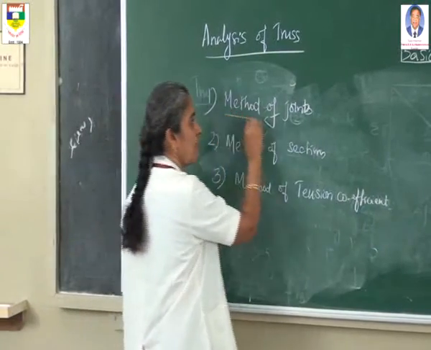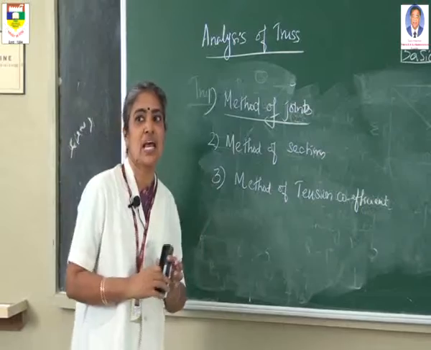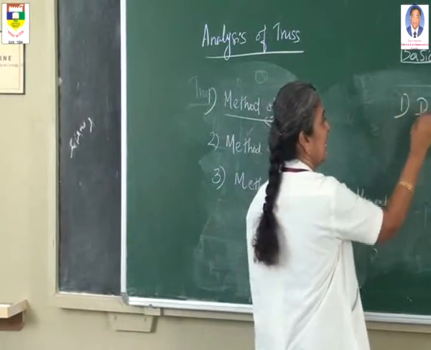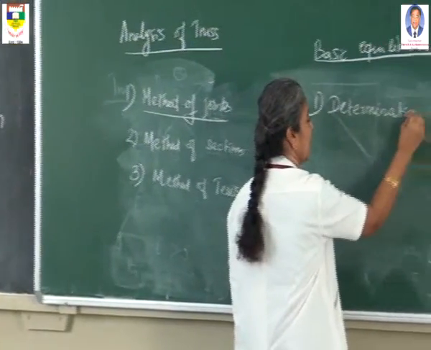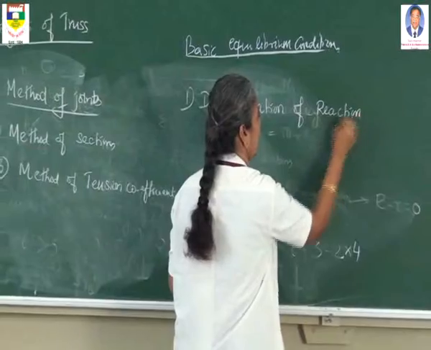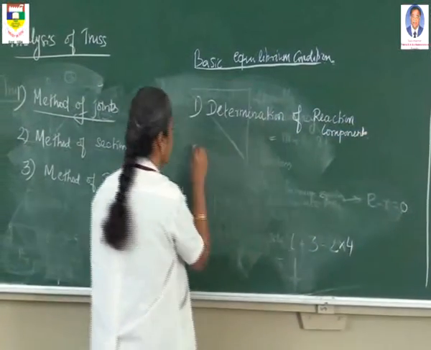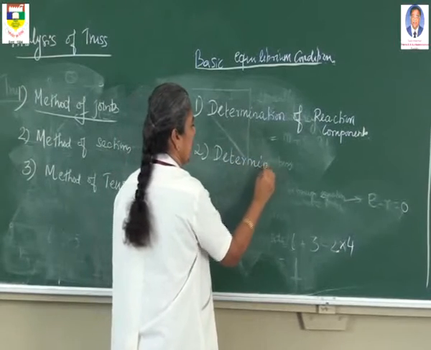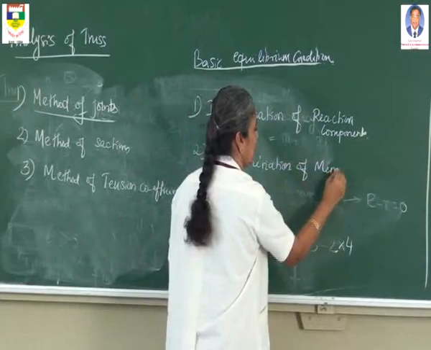I am going to discuss only the method of joints. In the method of joints, two steps are followed. The first step is determination of reaction components. This is very, very important. Second is determination of member forces.